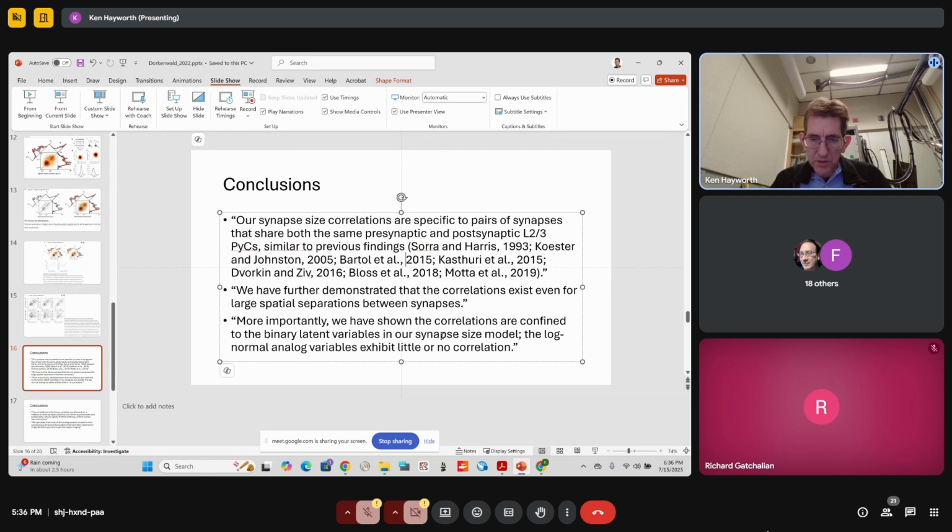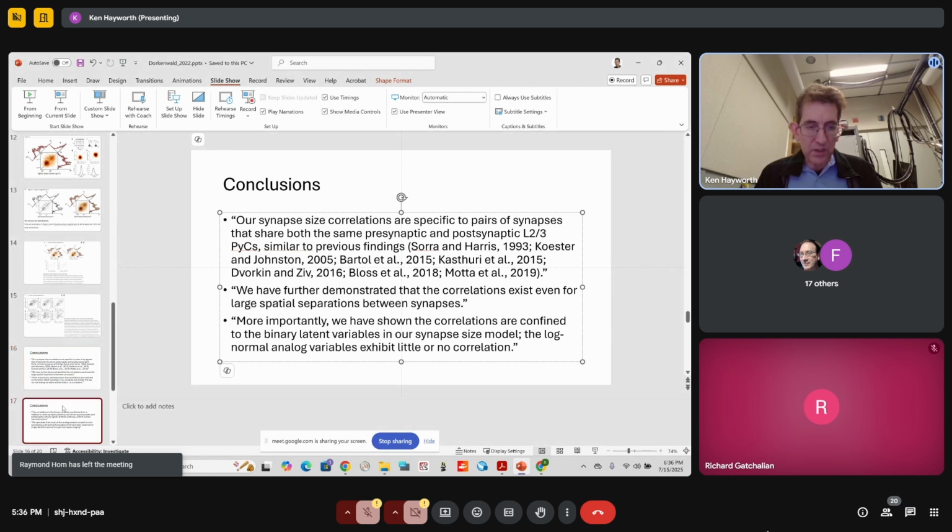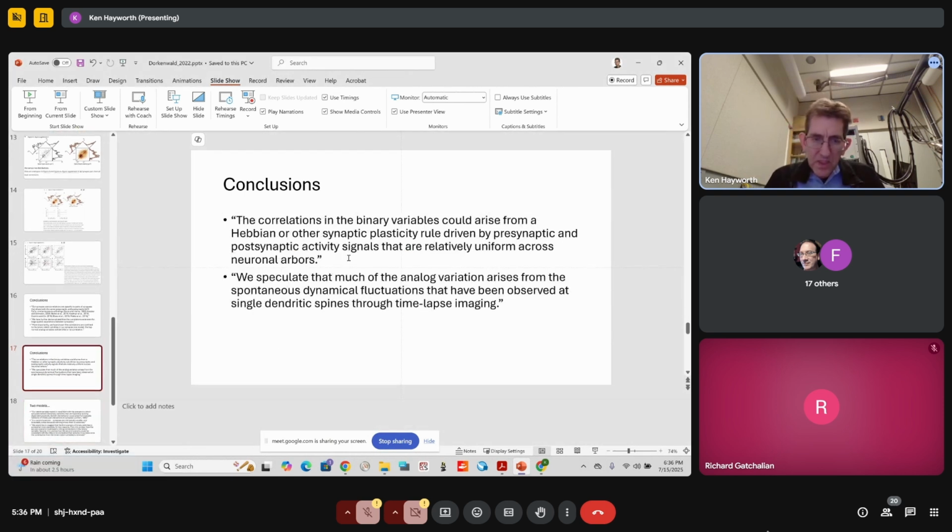More importantly, we have shown that the correlations are confined to the binary latent variables in our synapse size model. The log normal analog variables exhibit little or no correlation. Okay, so the only correlation that they're seeing is in a binary state. It's either small or large, and everything else is noise. And what do they speculate about this? They say the correlations in the binary variables could arise from a Hebbian or other synaptic plasticity rule driven by pre and postsynaptic activity.